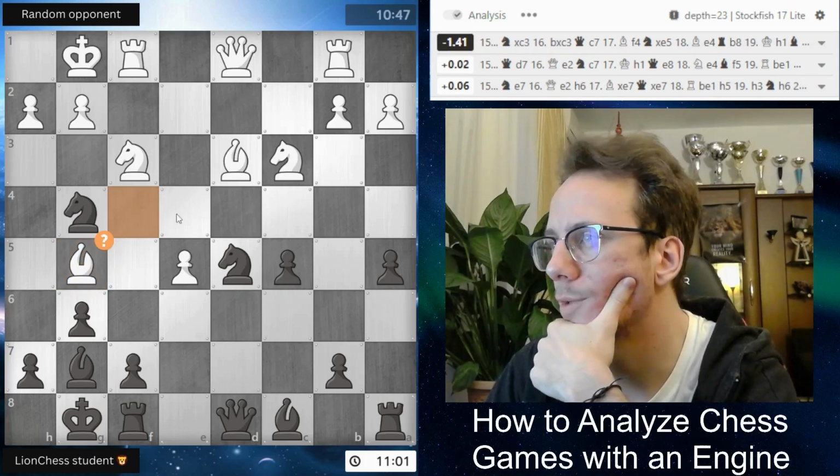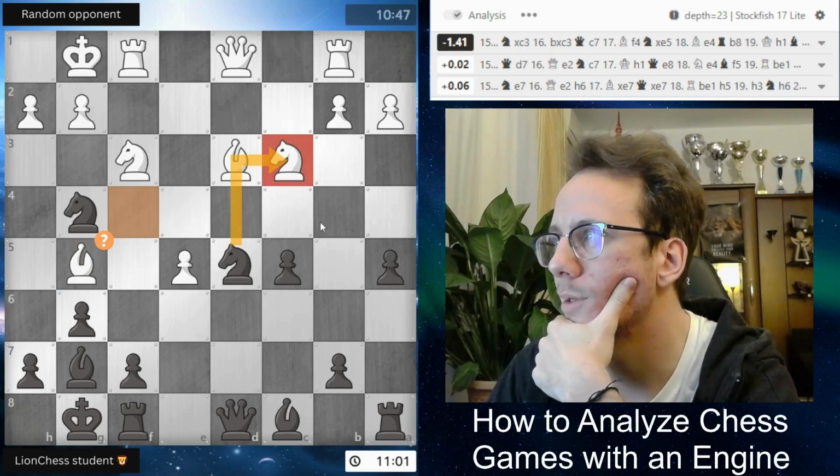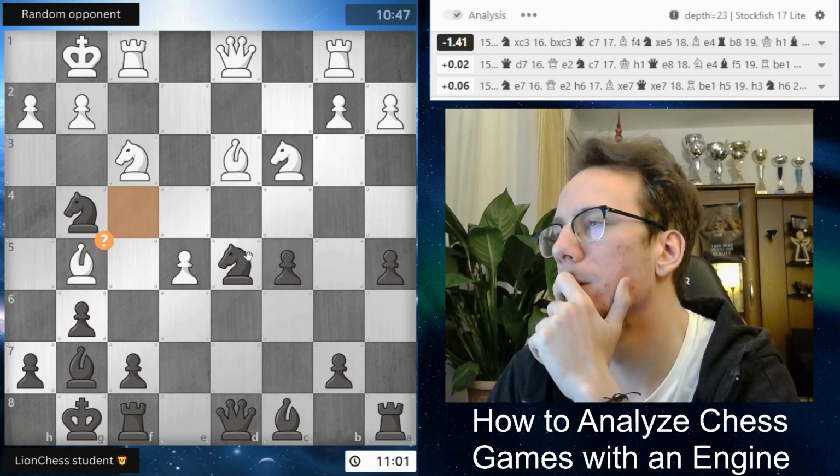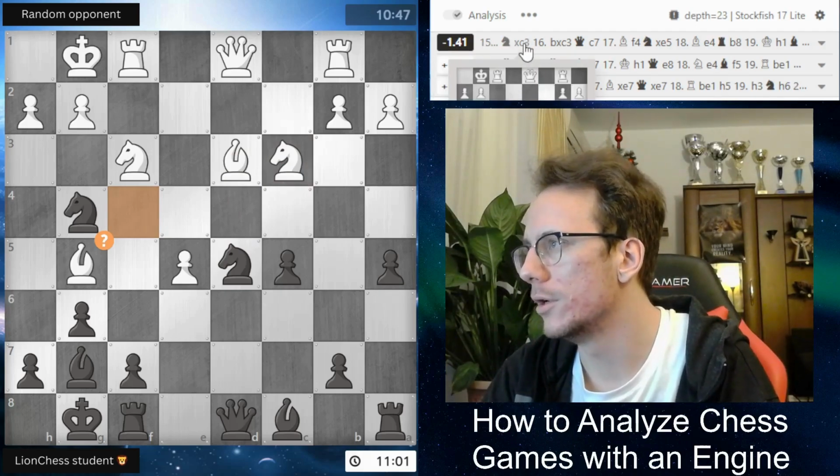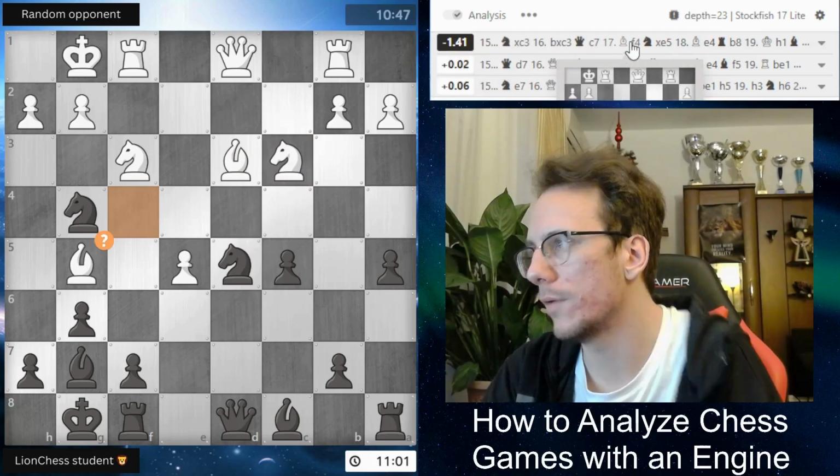We can't take this one because it's protected. It's probably going to be some sort of knight c3. Yeah, unsure about this. Let me ask the engine here. It is knight c3, bc3, queen c7, and we're just playing chess.